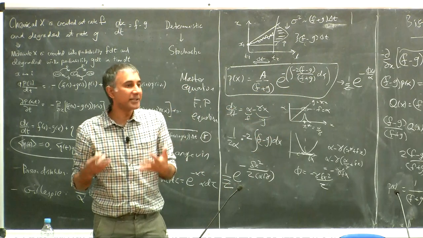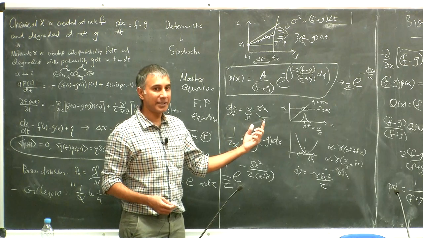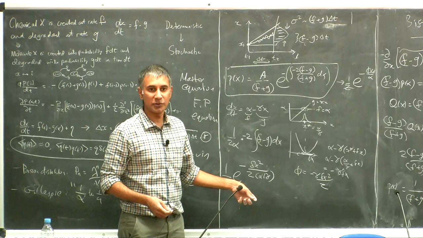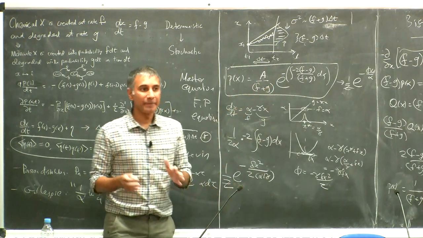Now, to check my derivation, I checked what it says about my favorite equation, dx/dt is alpha minus gamma x. What do I get? I get exactly a Poisson distribution. I get the Gaussian limit of a Poisson distribution. It's kind of cool, right? So this whole thing is reasonably accurate.